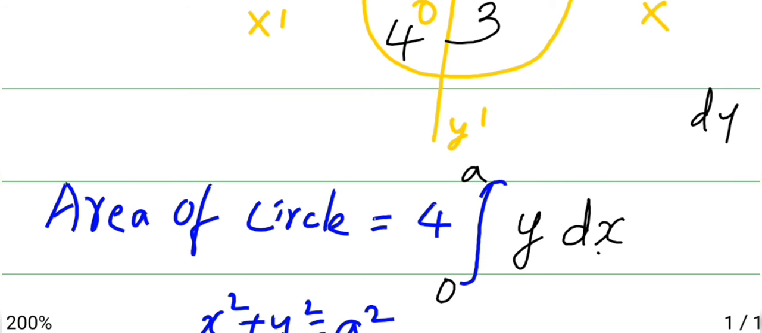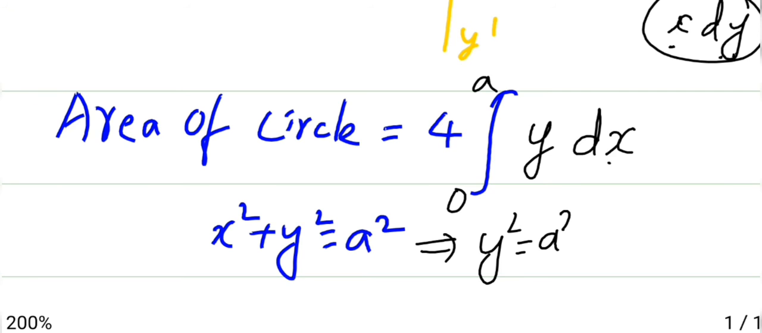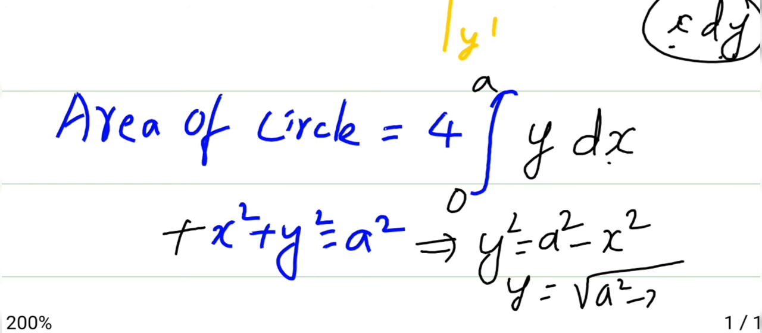If you are writing dy, you will write x. y is changing with respect to dx. If you are taking here, you can write it as y is changing with respect to x is changing with respect to y. Okay. So now we want to find what is the y value. From here we can get the y value, that is y square is a square minus x square. My plus goes to the other side, becomes minus. So y will be root of a square minus x square.